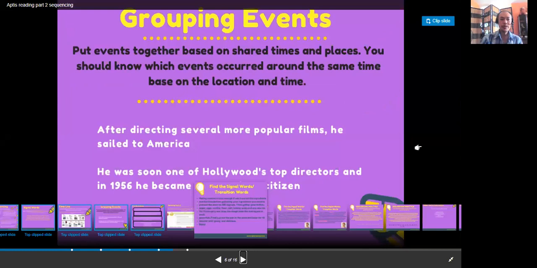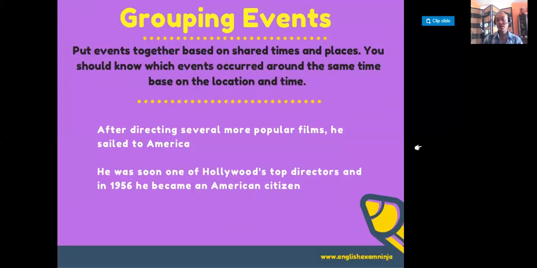Okay, so when grouping events, you can put events together based on shared times and places. So you should know which events occurred around the same time based on the location and time. So after directing several more popular films, for example, he sailed to America. Then he was soon one of Hollywood's top directors, and in 1956 he became an American citizen. So you notice here that the paragraphs were divided or grouped according to the events.